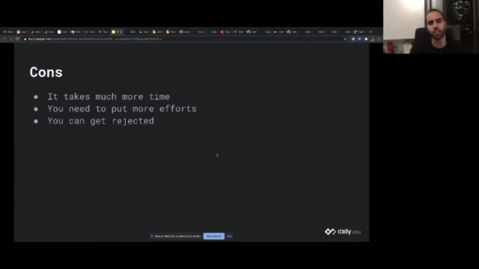Because it takes more time, you need to put in more effort, you need to do it more professionally, you need to do it very descriptive, so it takes time. And also you can get rejected. And there is nothing wrong with getting rejected, but the only downside is that it can affect your motivation. But we will talk about getting rejection at the end.